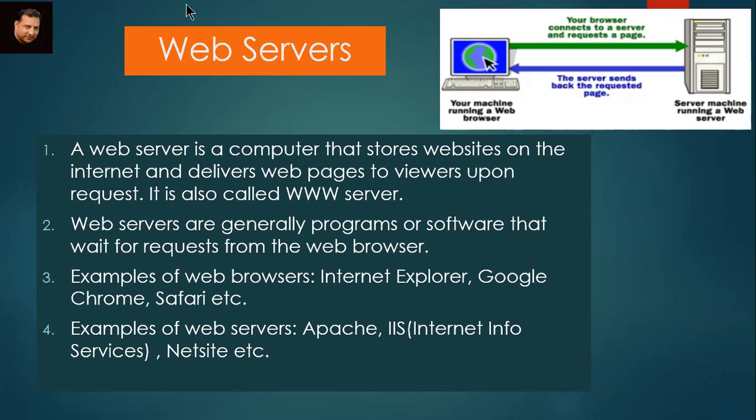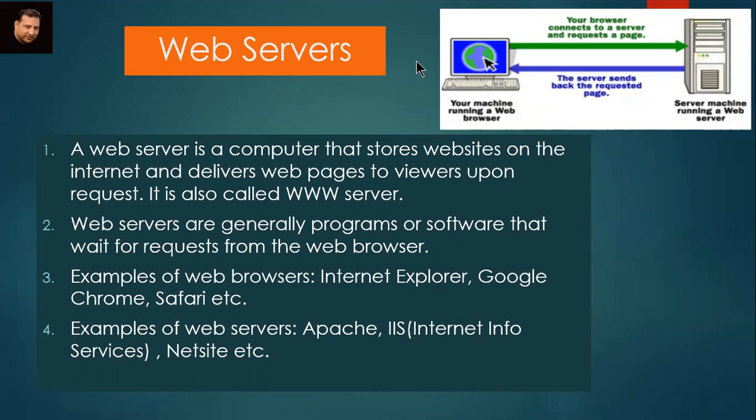See this image at the top. It is showing communication between a web browser and web server. So whenever you start a browser like Google Chrome, you type an address or URL of a particular website. For example, www.vdjs.co.in, and then you press enter.